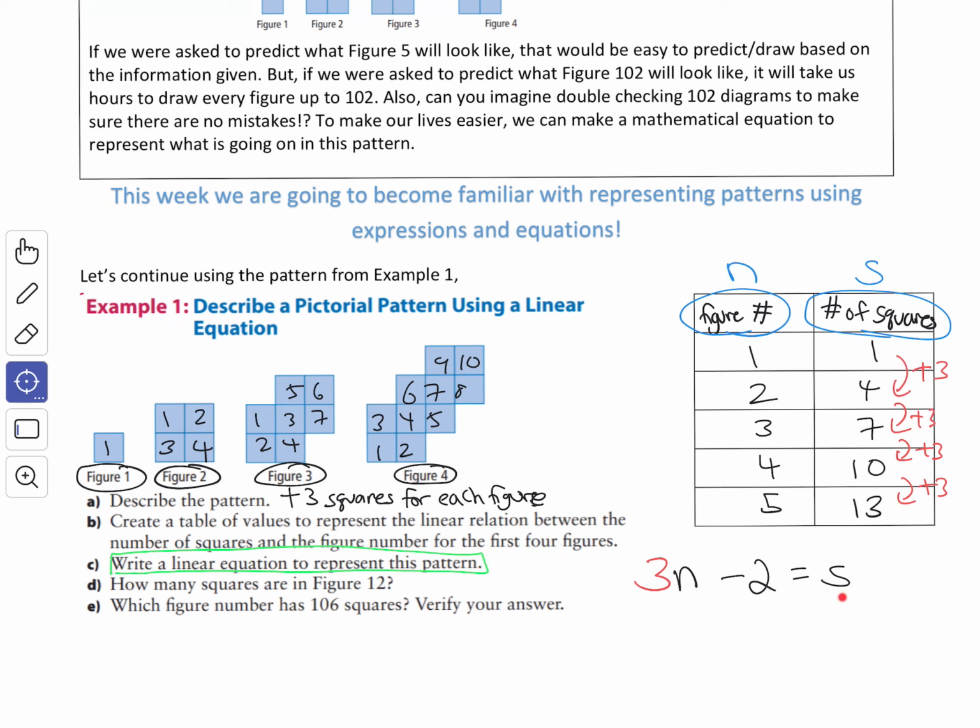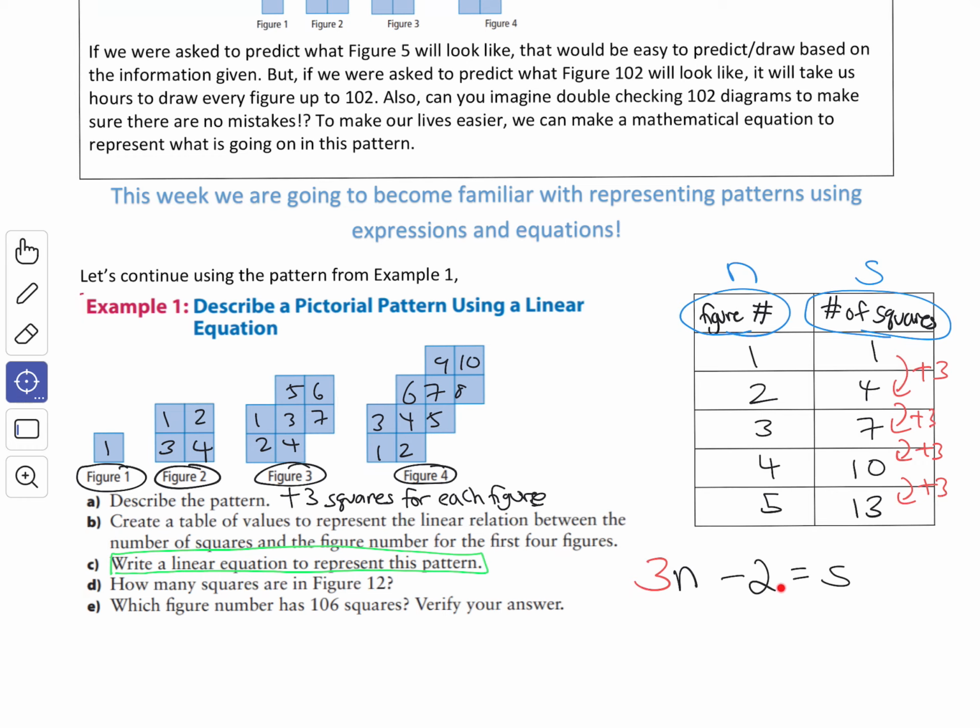So if n is equal to 2, 3 times 2 is 6, minus 2 gives us 4. And does it match? It does. Okay, let's just check with another one. Let's check with 4 to make sure this works. So if n is equal to 4, 3 times 4 is 12 minus 2 should give us 10, and it matches. So this becomes our linear equation.